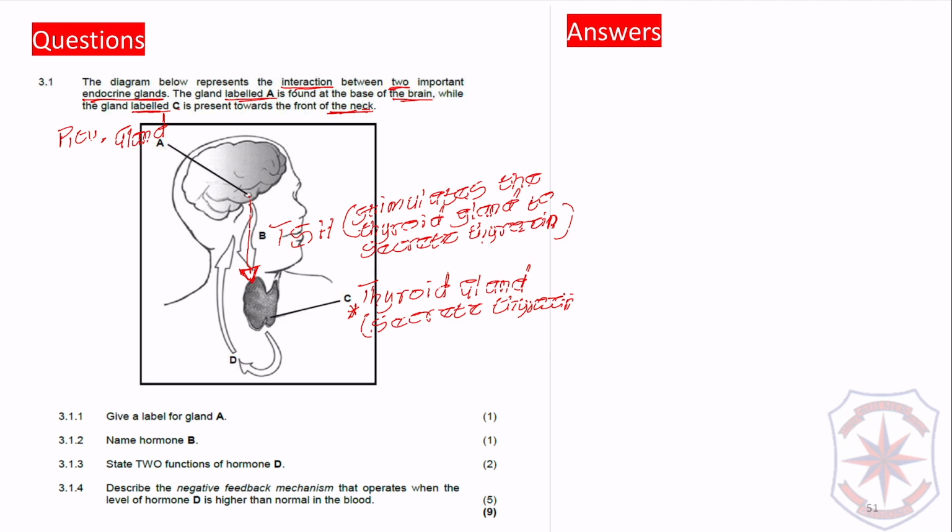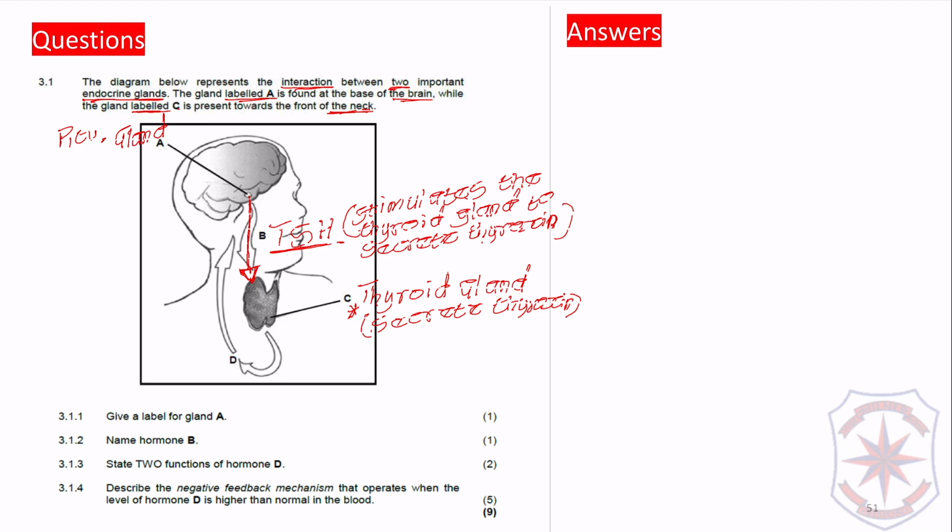Now, the thyroid gland cannot secrete thyroxin on its own. Okay? What stimulates it to secrete thyroxin is TSH. So, when we look at this diagram rather, we see that there is an arrow that is going down to the thyroid gland that represents a hormone.